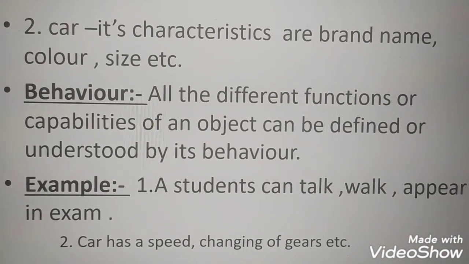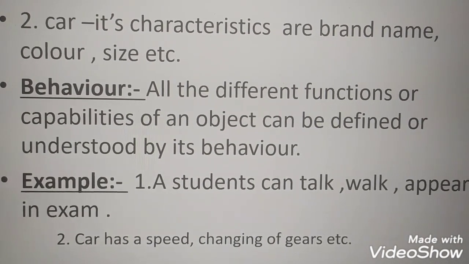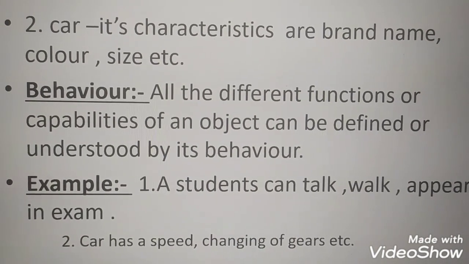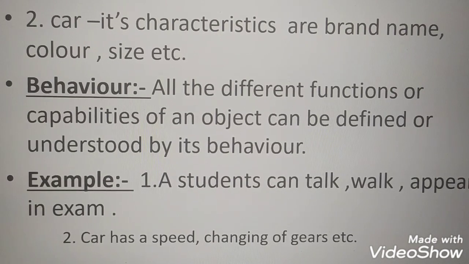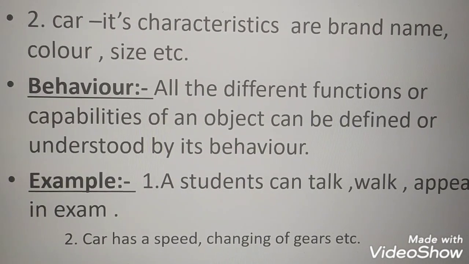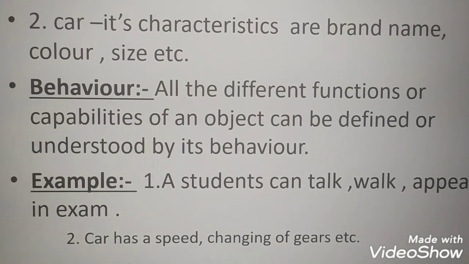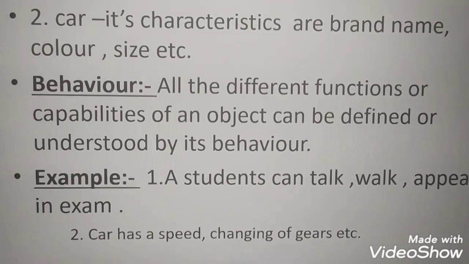The next is another example. Just see the car. What is the activity or the function the car has to do? The increasing and decreasing of the speed, changing of the gears. These are the activities done by the car. So we can say this is the behavior of a car object.